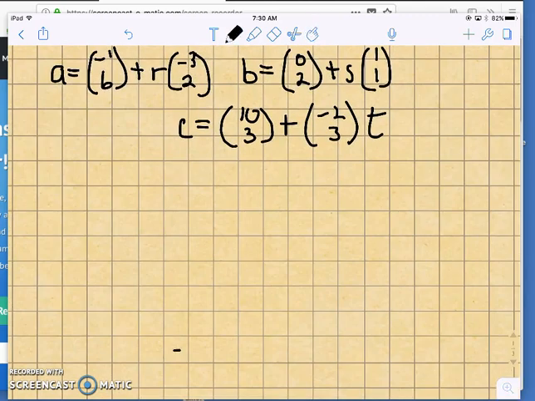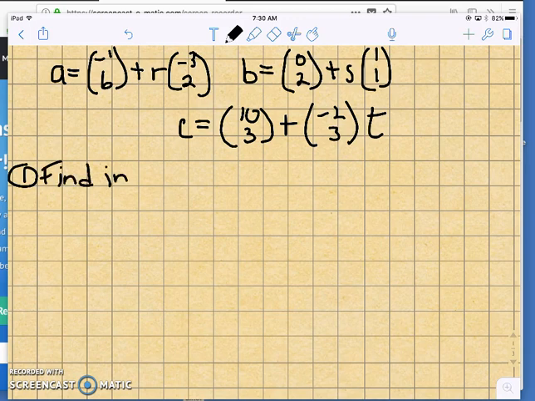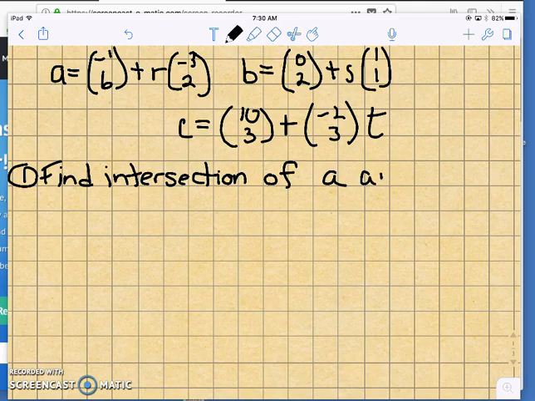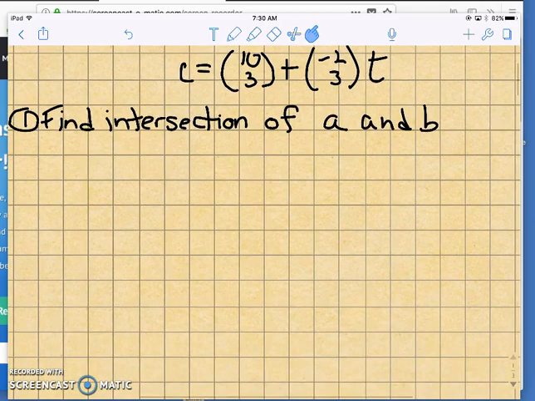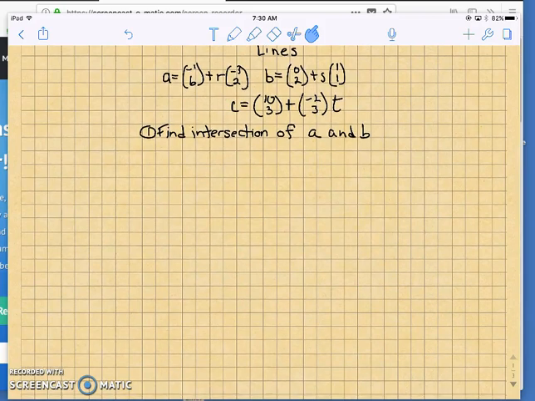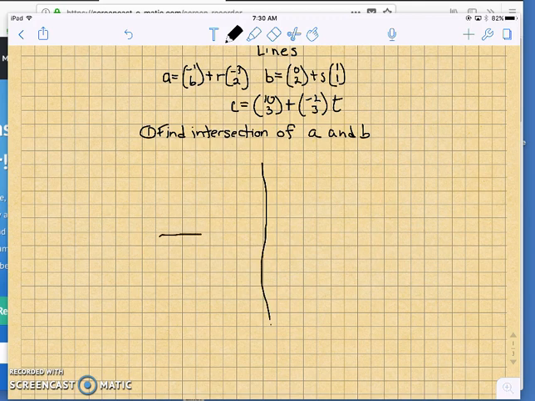So the first thing we're going to do is find the intersection of A and B. We're going to do this first one graphically. So the first thing that we are going to do is make a nice graph here. Okay, so we're going to graph A and B. So negative 1, 6. Negative 1, 1, 2, 3, 4, 5, 6 would be right here. And then our directional vector is negative 3, 2.